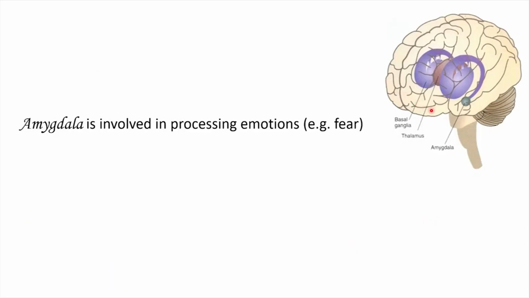The next structure we are going to look at in the forebrain is the amygdala. These amygdala are small structures shown in green here. They are typically described as almond shaped, and they are involved in the processing of various emotions, particularly fear. So if you are afraid of something that is coming towards you, it's probably your amygdala that is active at that time.